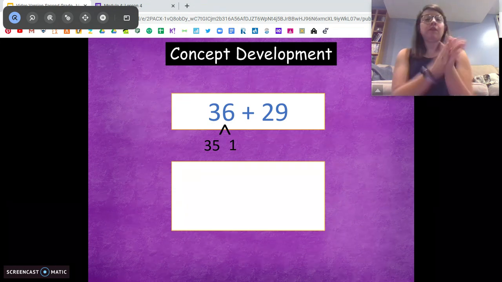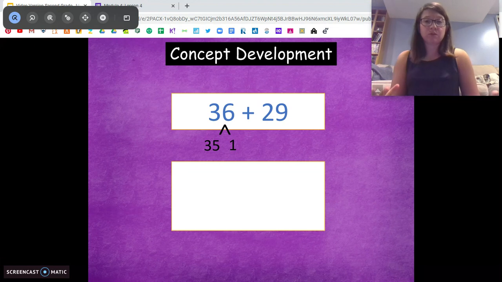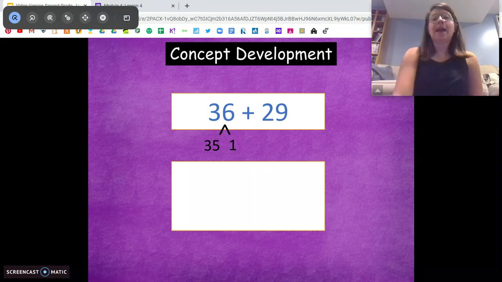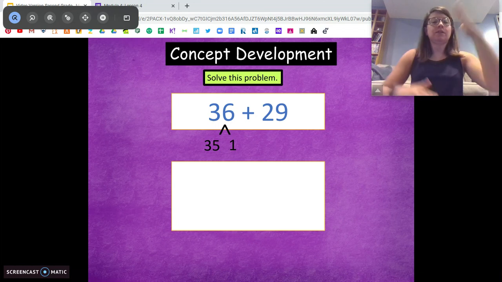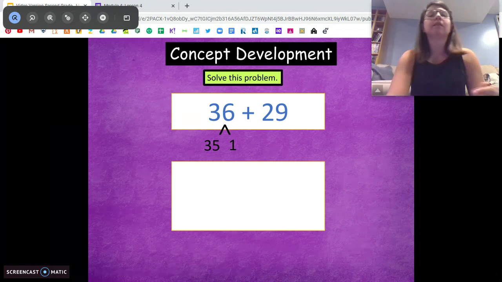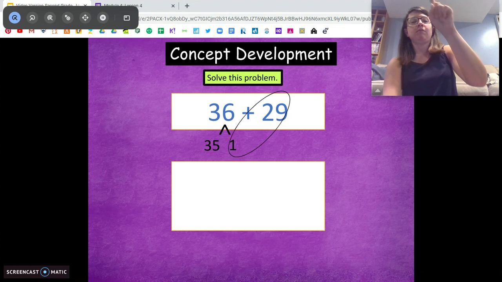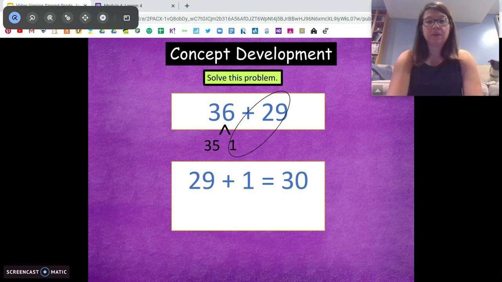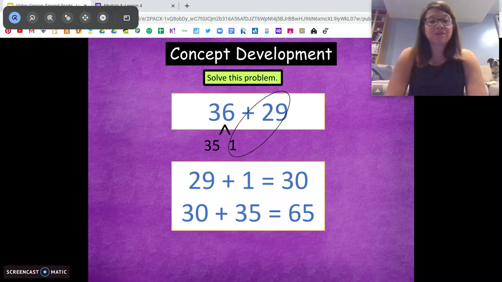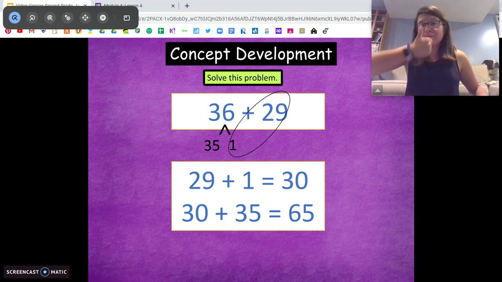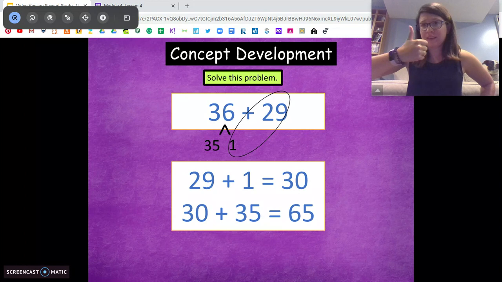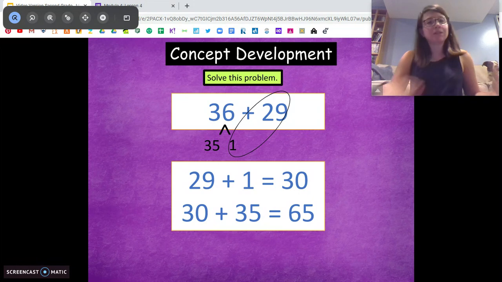Ready? So we have 36 and 29. Which number is closer to a 10? 29, good. So we're going to break 36 down into 35 and 1 because we need that 1. So now we're going to take 29 plus 1 to get to 30. And then we're just going to add in our leftovers. 30 plus 35 gets us to 65. Awesome job. Thumbs up if you got that. Yeah, you did. You're awesome. Just making that 10 to make it easier for us to add.